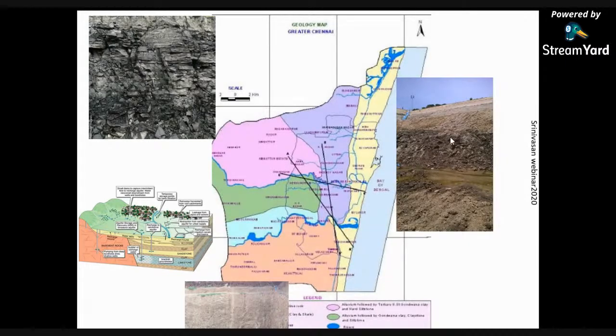So the potential, what I am telling, is a bit less. Only the top sand and all give some yield. If it is very fractured, this hard rock also gives some water.